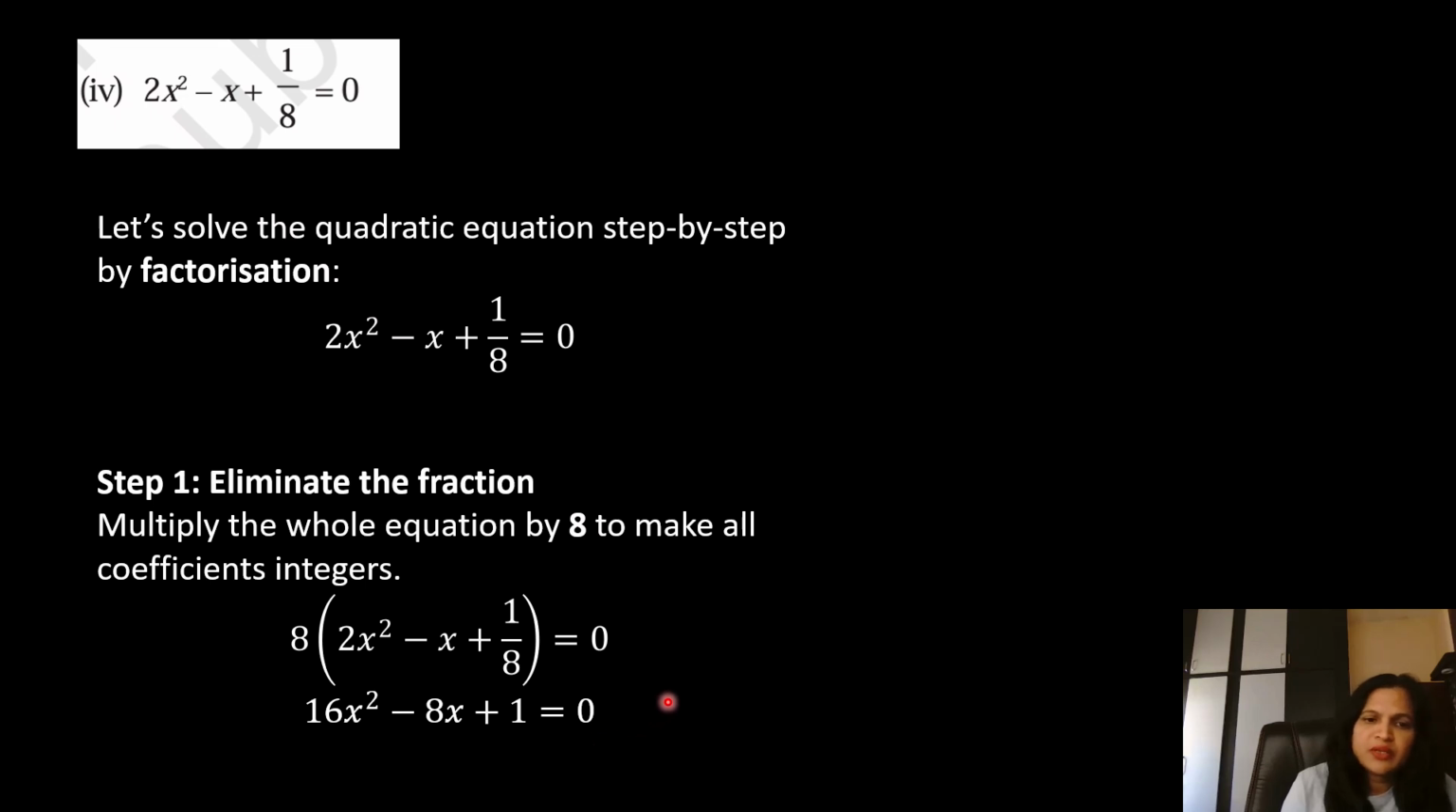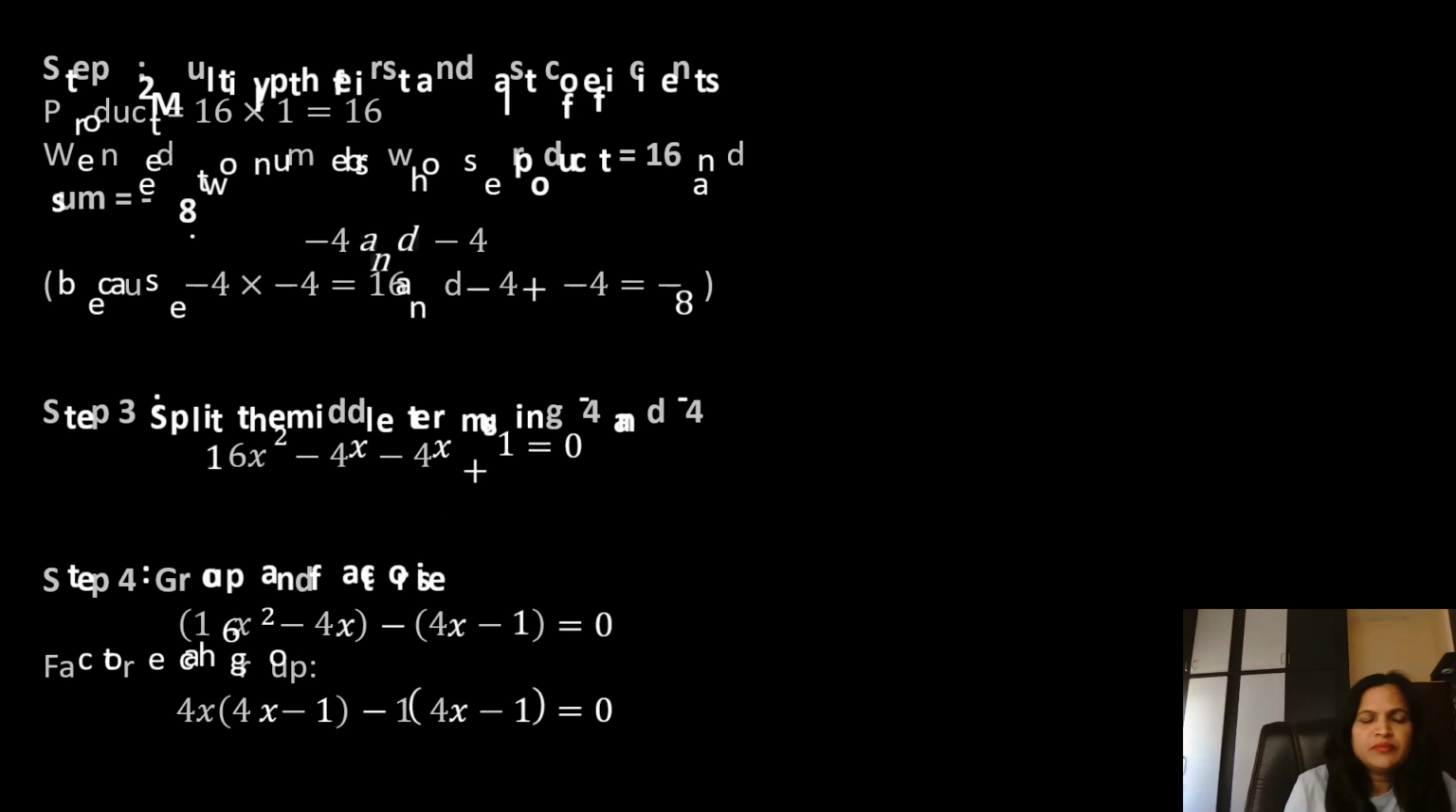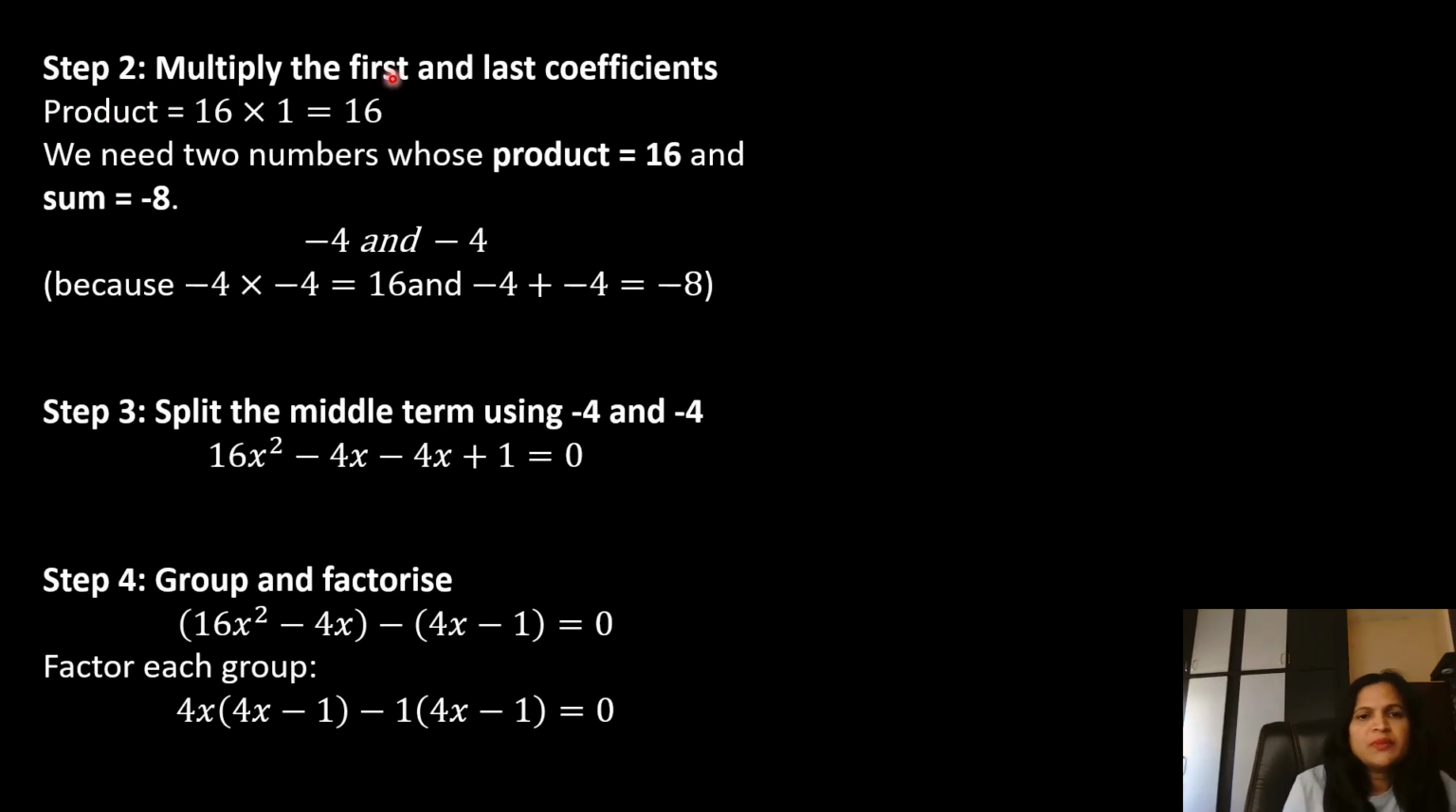Now this is your equation. You have to solve this equation to find x. Step two: multiply the first and last coefficient, the product in your equation.